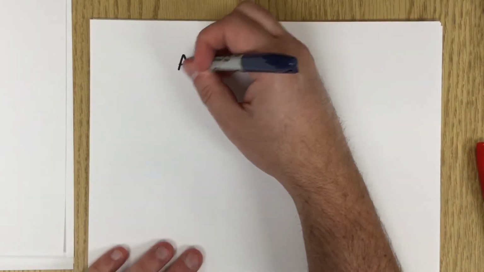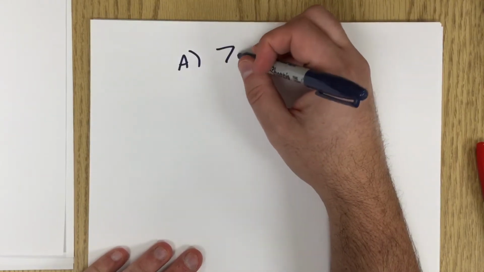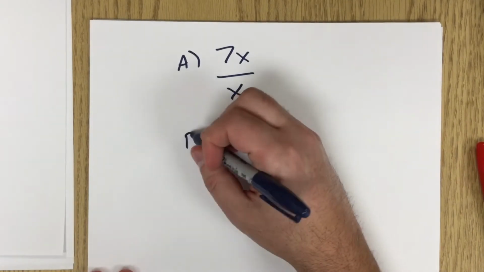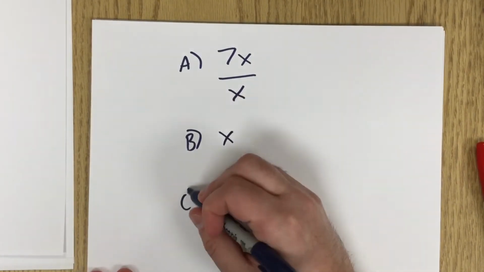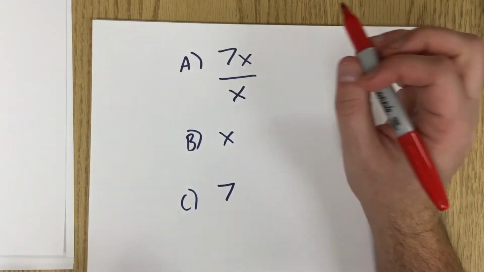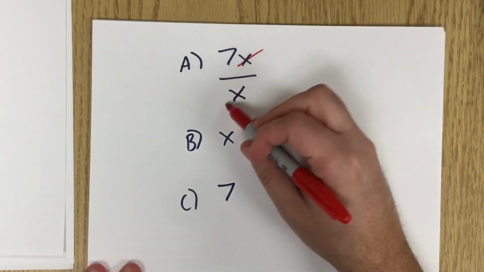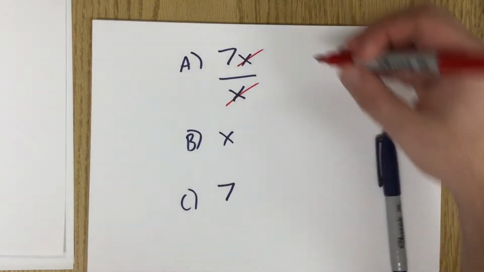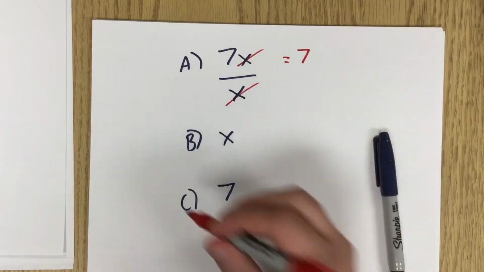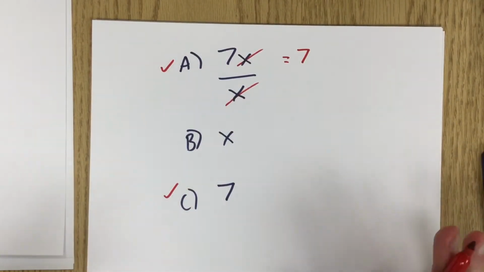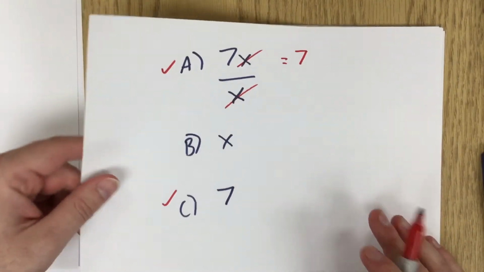And let's say we had, we'll do 7x over x actually. And is that equivalent to x, or is that equivalent to 7? What happens here is the x's, as we'll see in a second, sort of cancel with each other, and all we're left with is 7. So 7x over x is sort of equivalent to just 7. Now what do I mean by sort of equivalent?